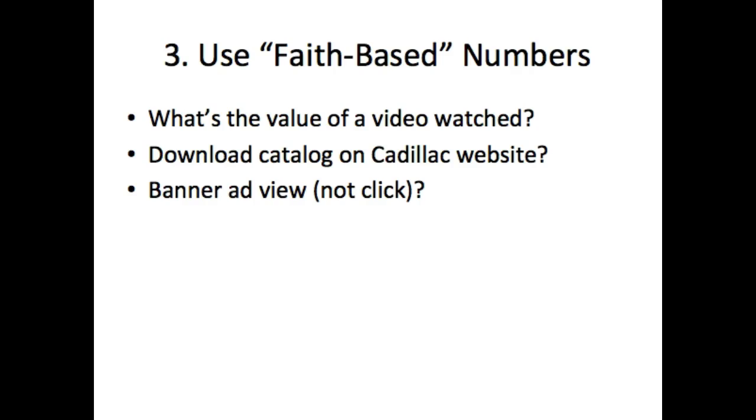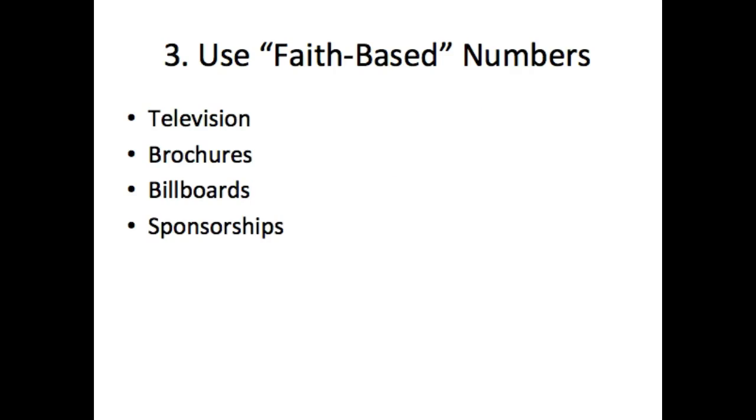The third thing, so we have using off-site information, using offline information. We can also use something called faith-based numbers. And so what's the value of the video watched? What's the value of the download of the catalog on the website? What is the banner ad view? Not the click, but the view, because if they click, I can track them. But what about people viewing the ad? Well, we can use faith-based numbers.